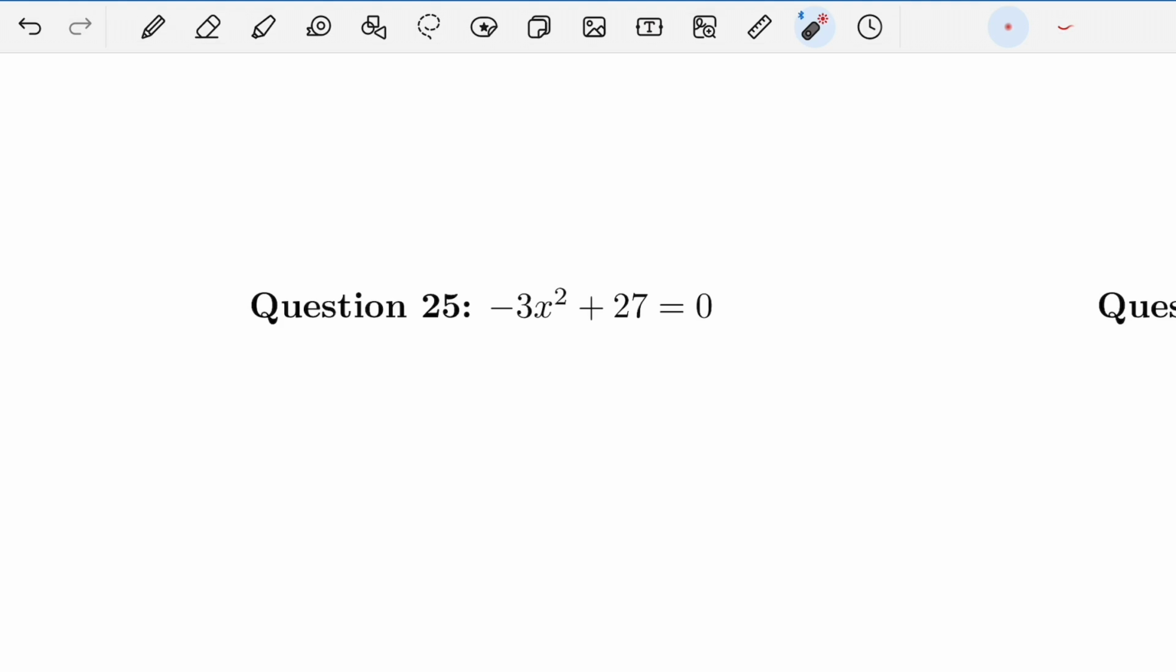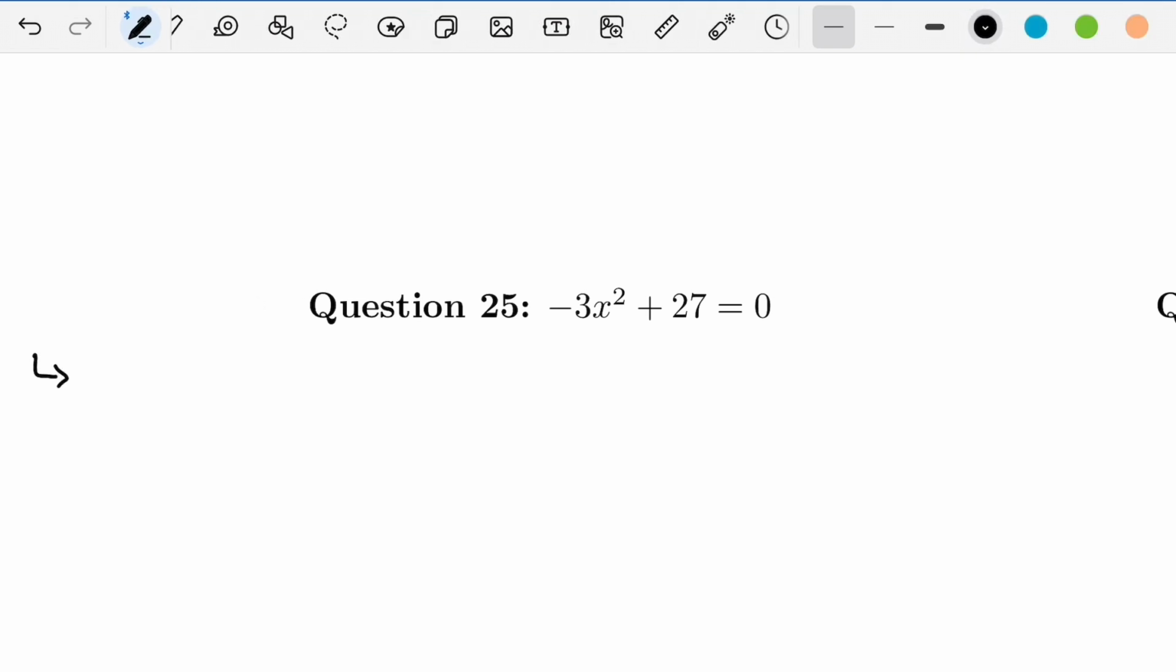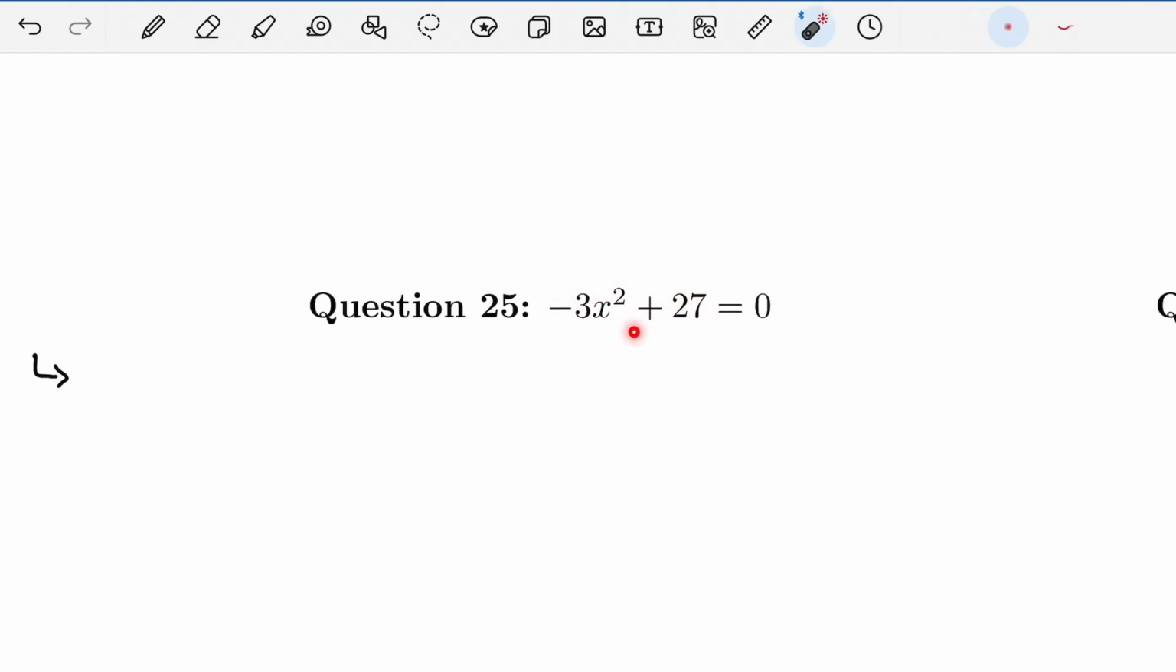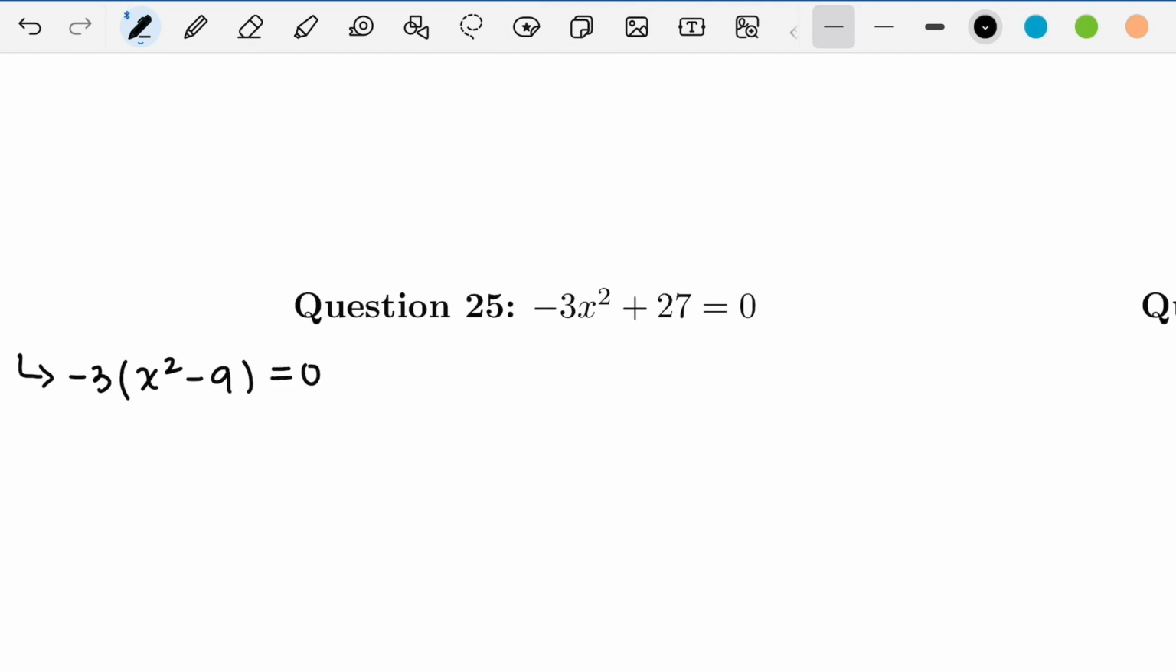We still want to use our zero factor property, but again, we don't have the product of anything here. So what we're going to have to do is rewrite this and factor this, just like we did in the last example. So first of all, notice that both of these terms share a common factor of minus 3. So we're going to pull that out from both terms here, and we're going to be left with x squared minus 9, and this is going to be equal to 0.